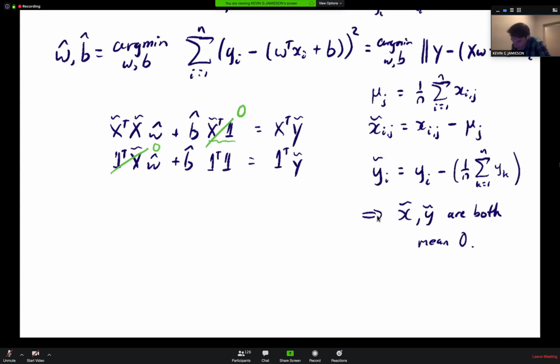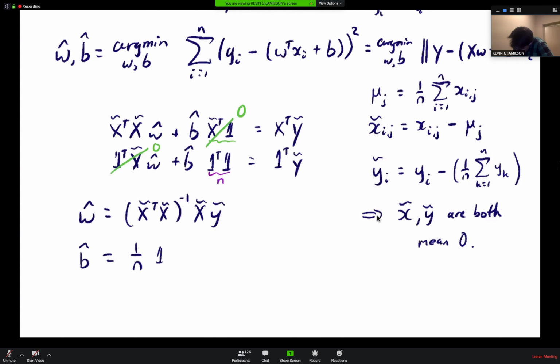And what we get is something kind of amazing. If we solve this first equation, we get that w hat is equal to x tilde transpose x tilde inverse x tilde transpose y tilde, and b hat is equal to, this is just n, of course, because each one of these ones is an n by 1 vector of all ones. So b hat is just 1 over n 1 transpose y tilde, which is just summing up all the y's. But we just said that the mean of y tilde is equal to 0, so this is actually just equal to 0, which is kind of cool.